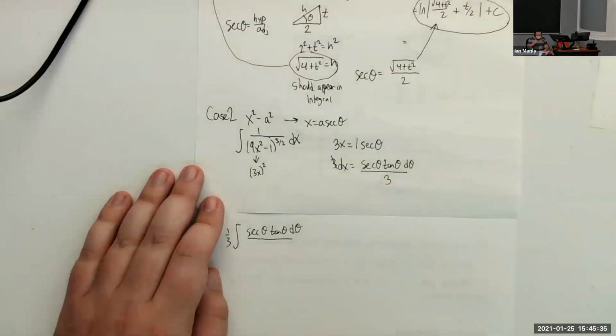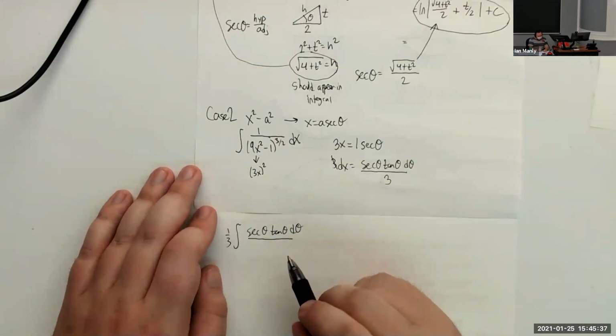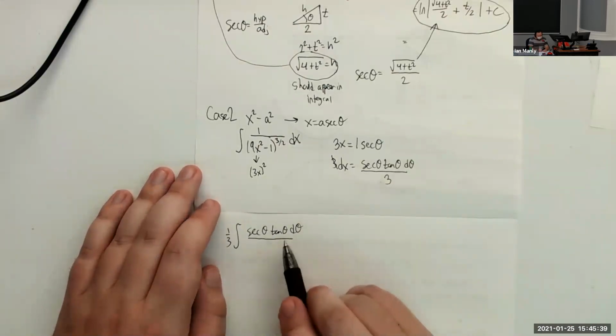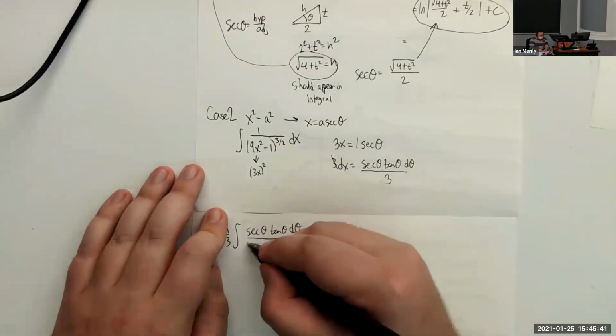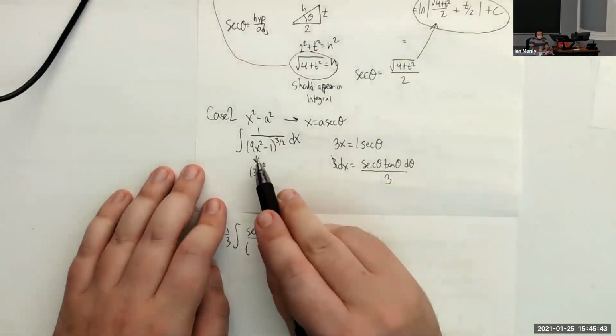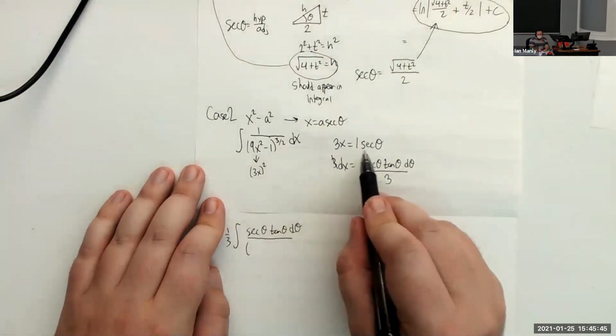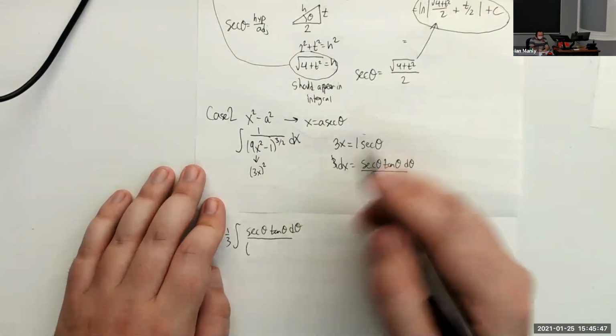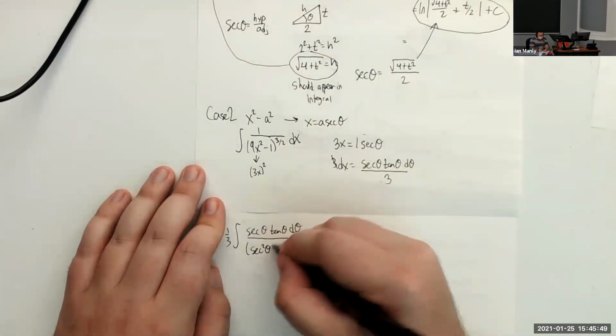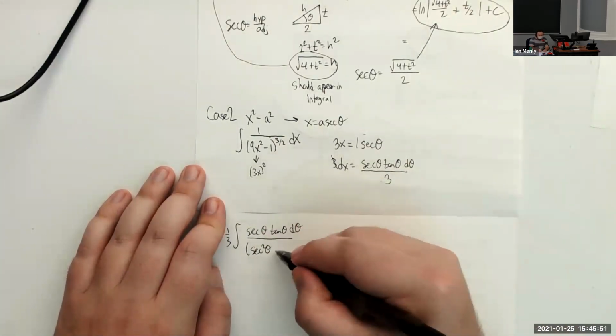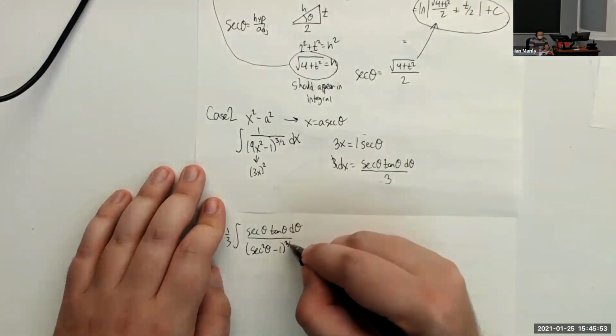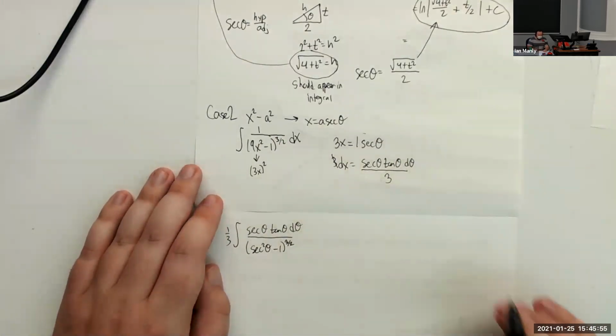All right. Then, let's see. So we have that. And then now we're going to substitute into here. So we have 9x squared. So that, remember, that's just this squared. So that's going to be secant squared. Then we're subtracting 1. And we have this to the 3/2 right here.